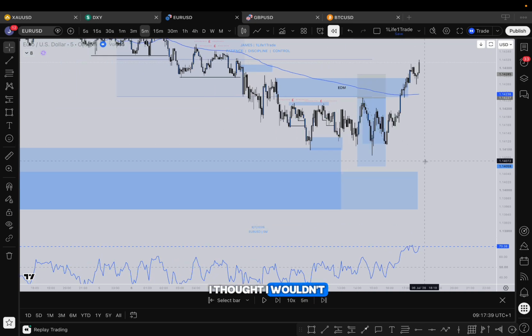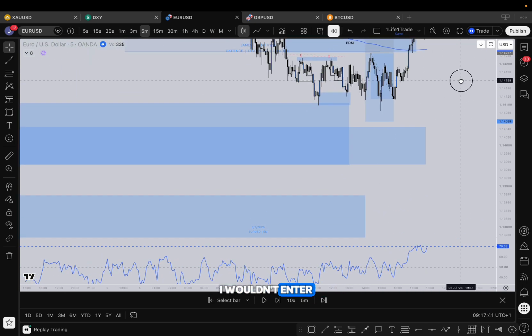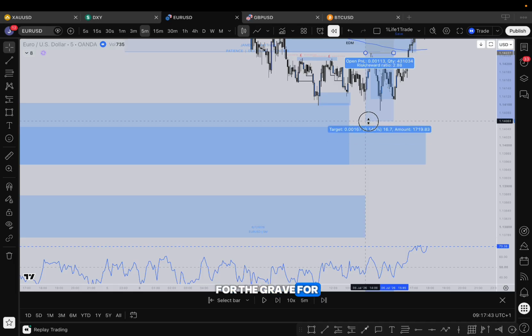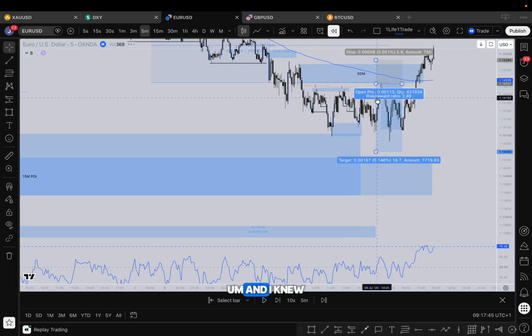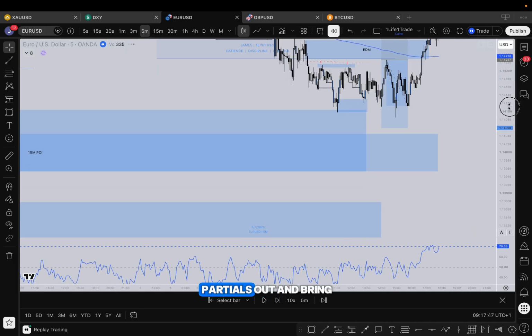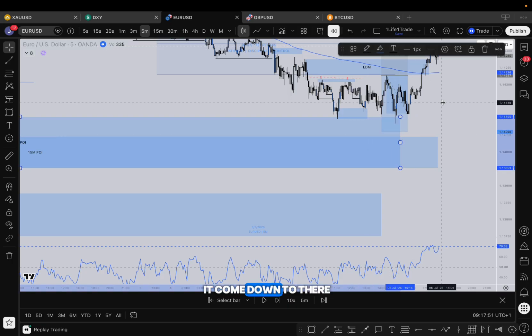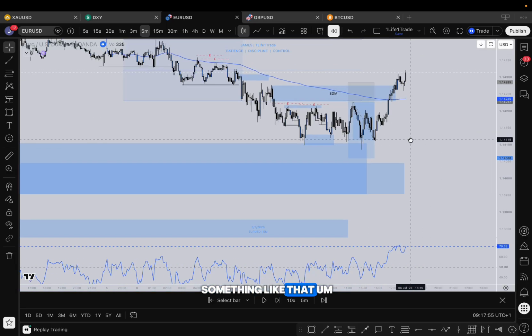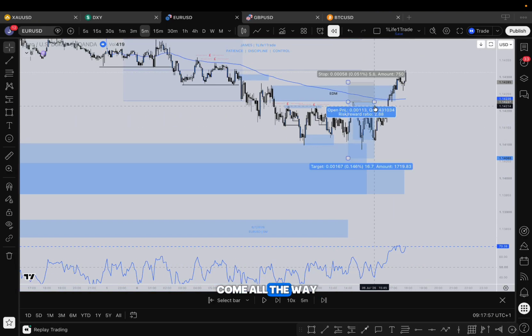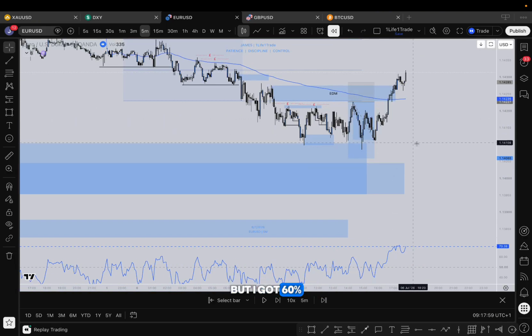And so I thought I wouldn't aim for the grave for the reasons I just spoke about. And I knew to take some partials out and bring it to BE when I got to this hourly POI. When it came down to there, I think I was out about 60% or something like that. And then, yeah, it came all the way back and hit me BE. But I got 60% of the trade.